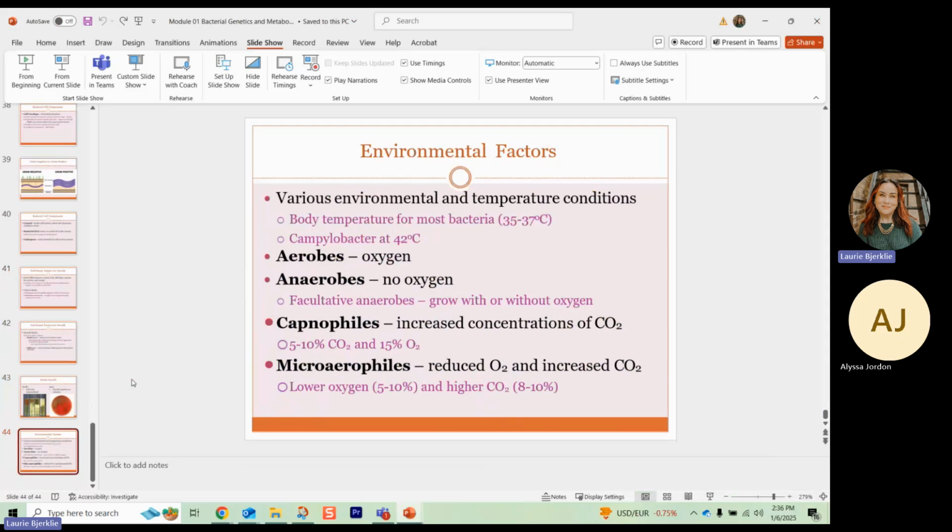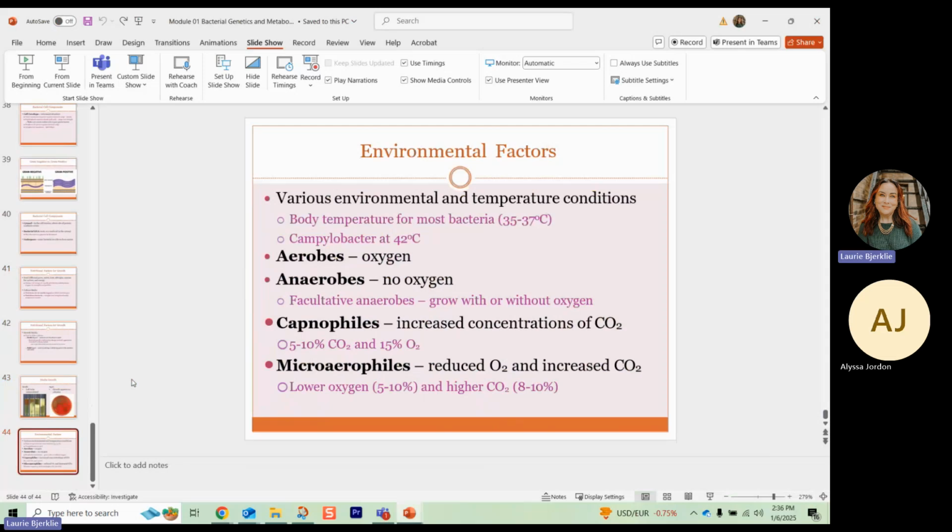And then environmental factors. As I said, we put them into an incubator. The incubator is set at body temperature, which is 35 to 37 degrees Celsius. That is standard incubator temperature. That is what most bacteria want to grow at, your body temp.